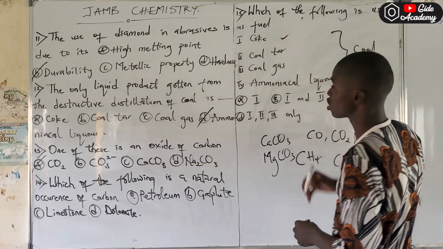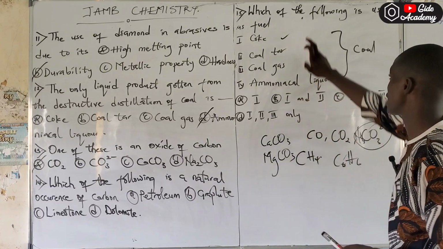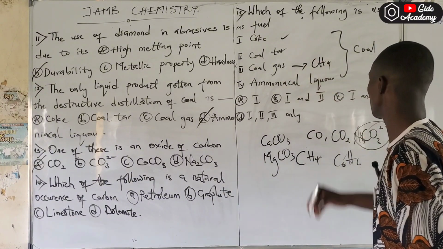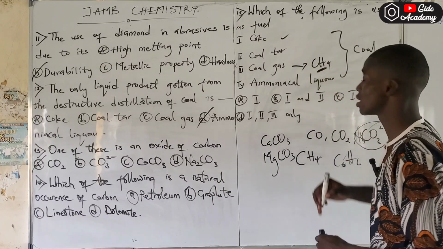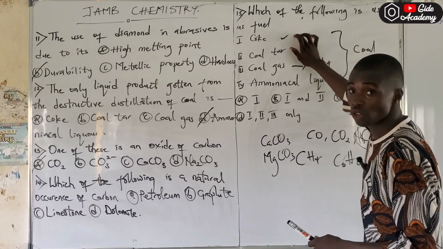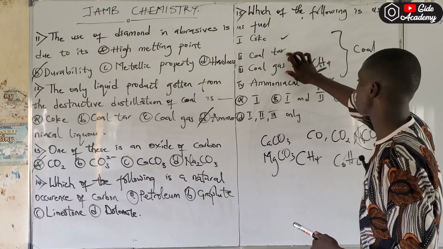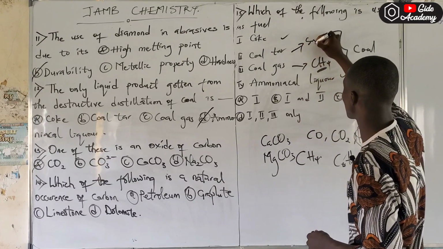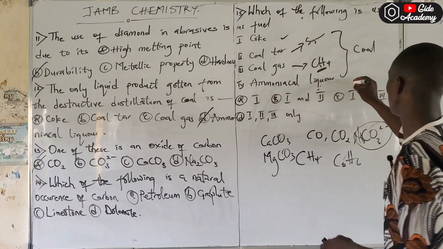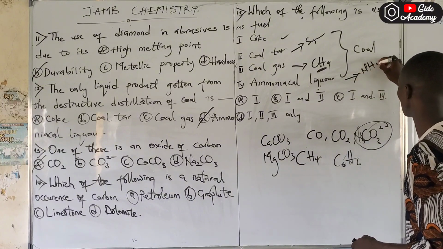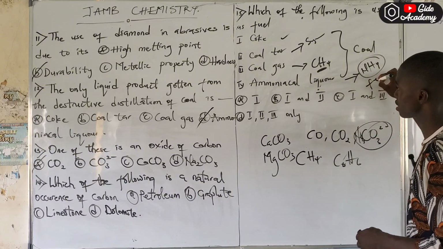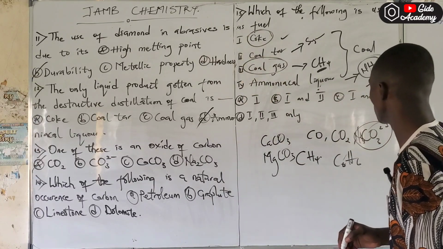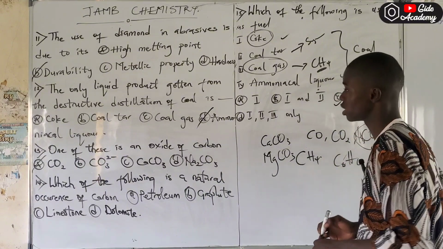But coke is used industrially and domestically as well, while coal gas, please, contains CH4, and this is a domestic fuel. It's used industrially and commercially as fuel. Coal tar is used to synthesize other chemicals. Ammoniacal liquor is ammonia dissolved in water, and it is used in the formation of fertilizers. So please, the correct options here are coal gas and coke. They are used as fuel. So let's check 1 and 3. So we have option C as the correct answer.